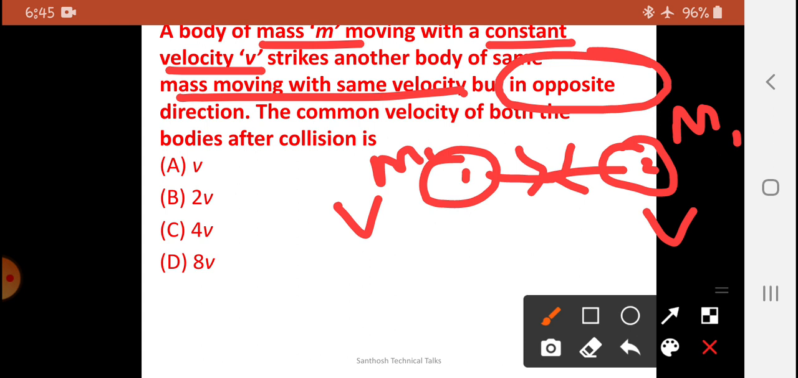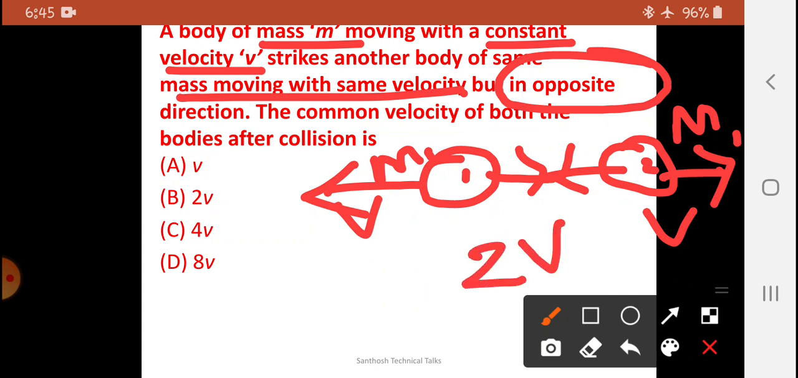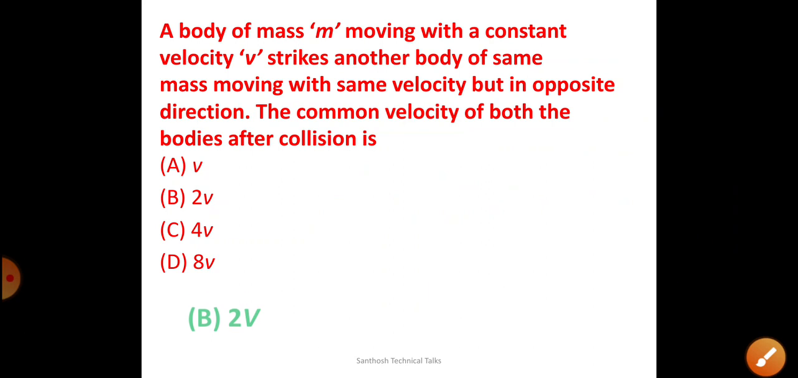The common velocity of both the bodies after collision, what will happen? The bodies will tend to go outside with a velocity of 2v. So 2 times the velocity, the bodies will throw away.